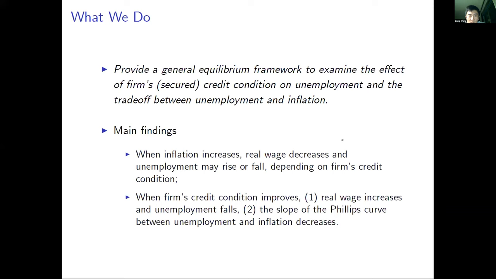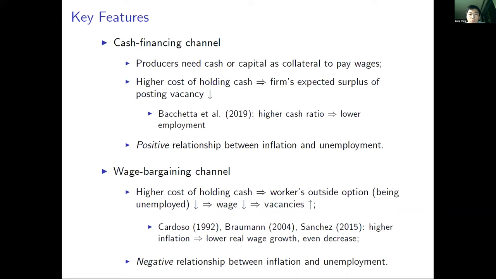So to understand the story we present, we're going to show you two key features of the model. We can call this two different channels. The first one we're going to call the cash financing channel. So you're going to see in the model, we have the producers. They're going to need cash or capital as collateral when they pay wages.